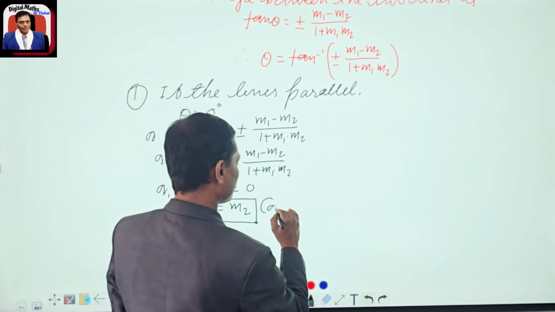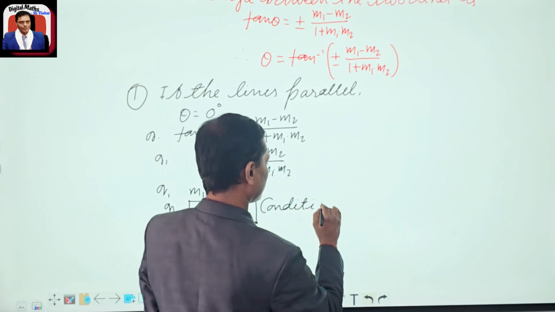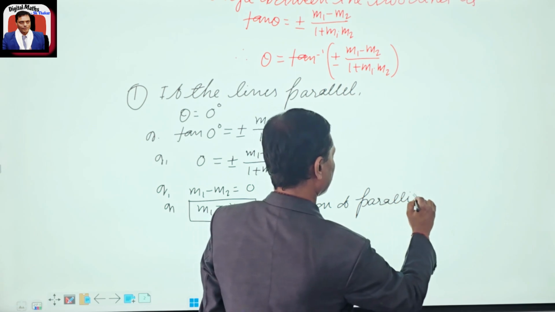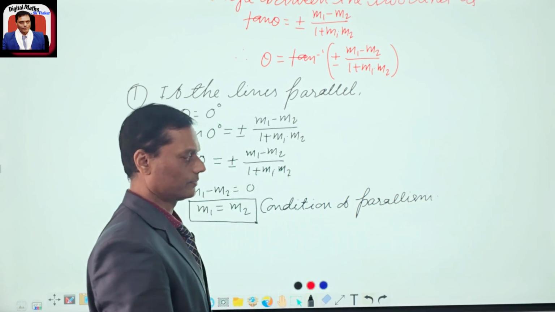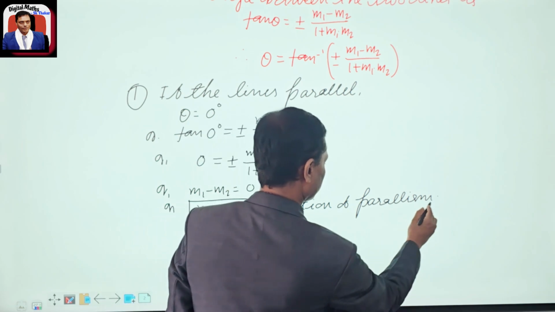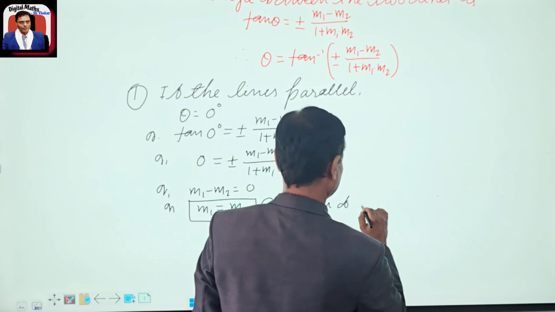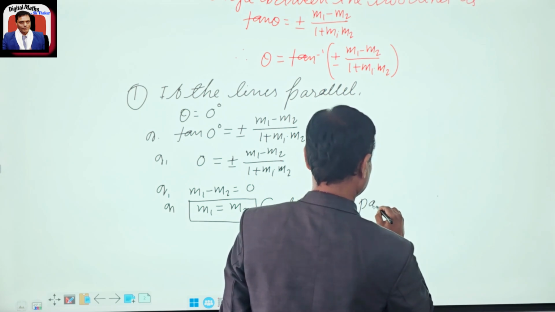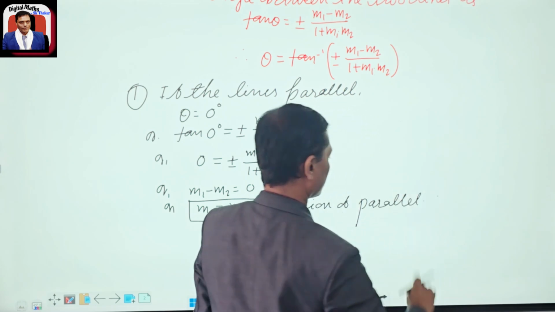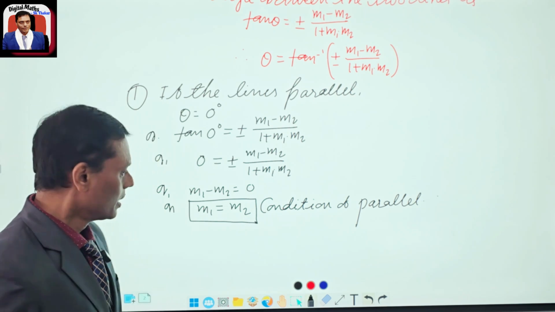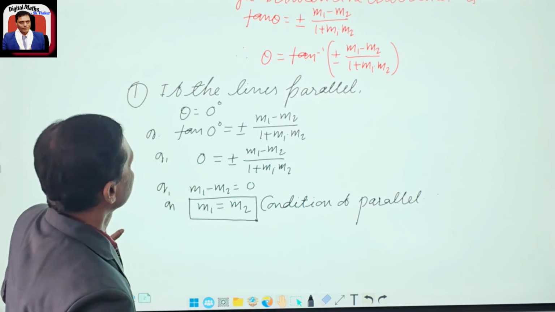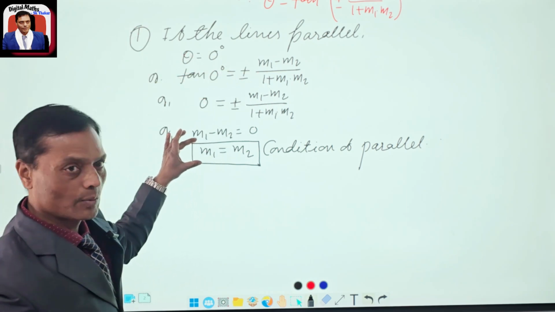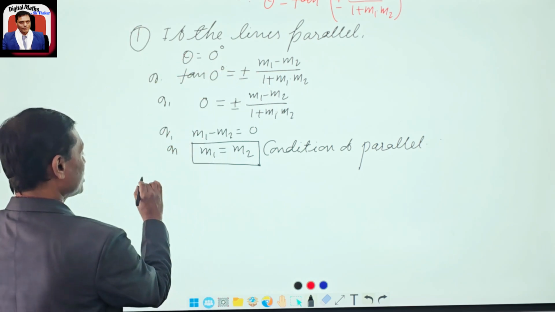So this is the condition of parallelism. If the lines are parallel, then the condition is m1 equals m2.